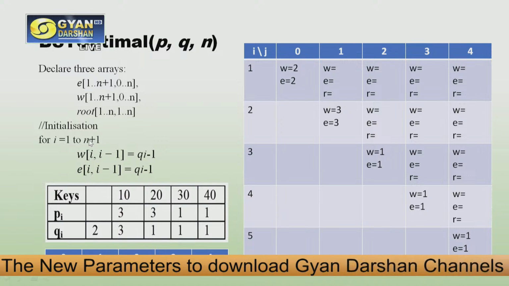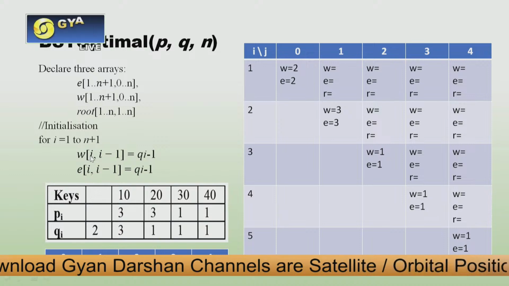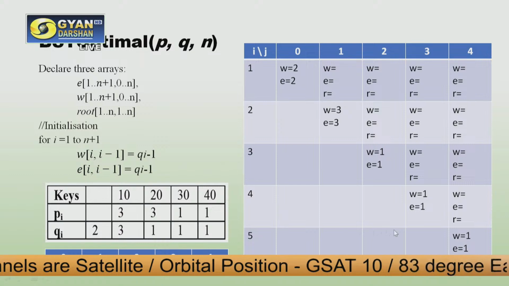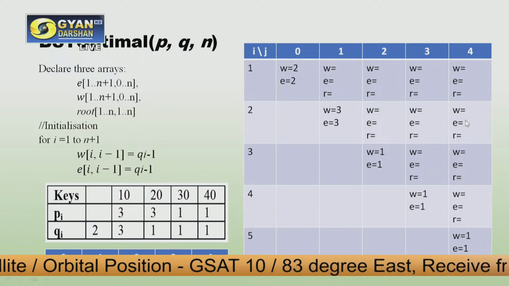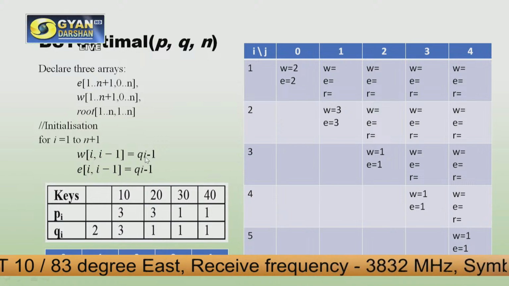So n plus 1 is 5, right? So what is it going to be? W5,4 and E5,4. So 5,4 is this particular value. You can refer to this. And what is that value? It equals Q, i is 5.